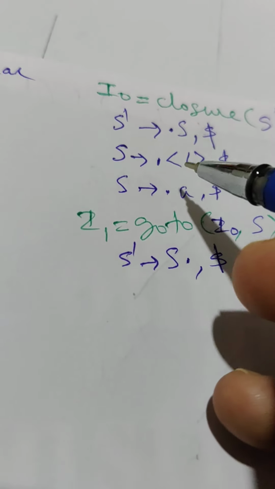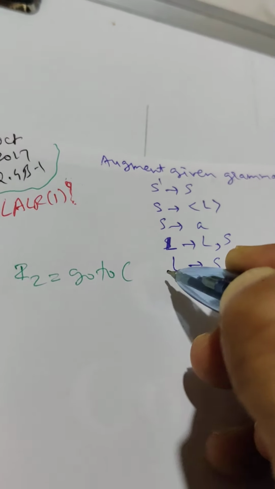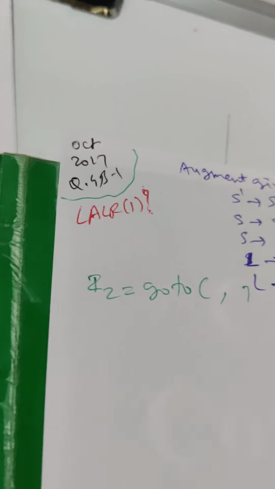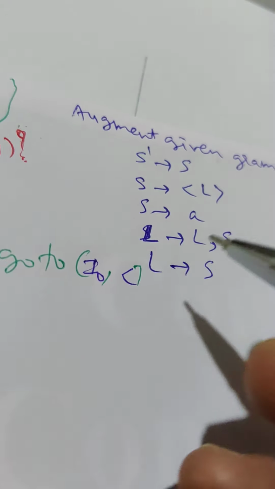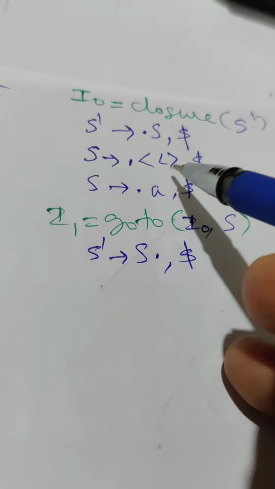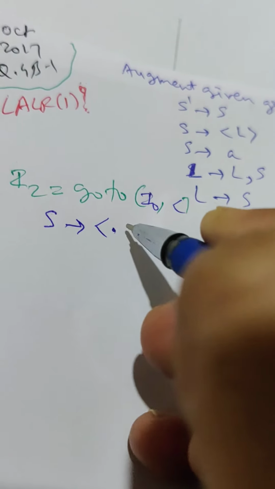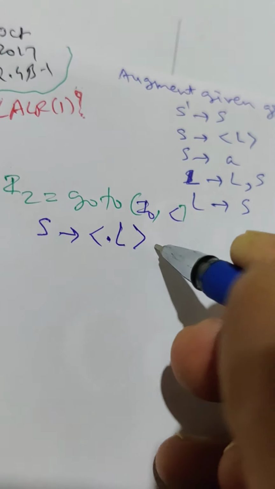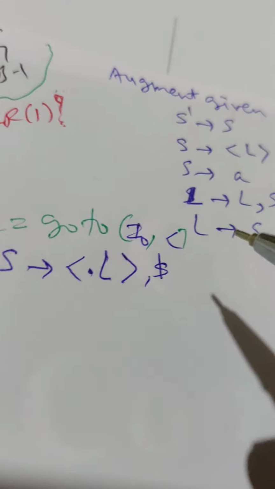The next item is goto of I0 comma opening bracket. So let's solve that now. So item number 2, that is goto of I0 comma opening bracket. It's going to be S goes to open bracket dot L closing bracket, and for this rule the lookahead is dollar, so copy the lookahead as well, so it's a dollar here.